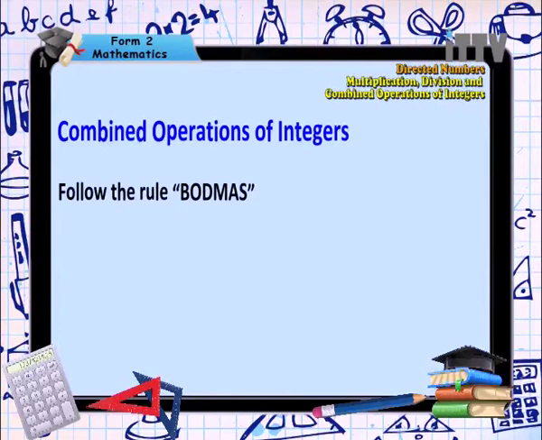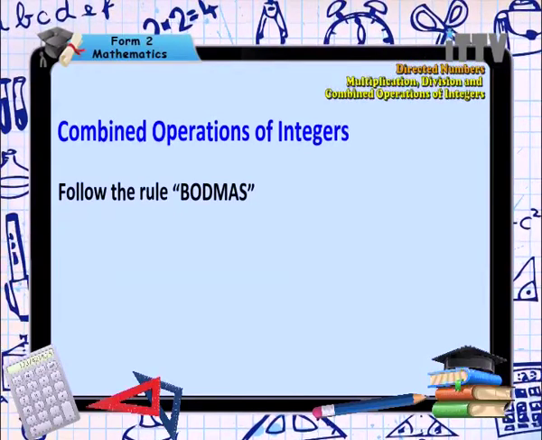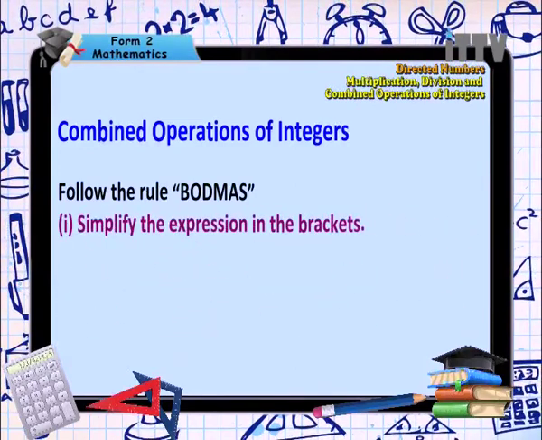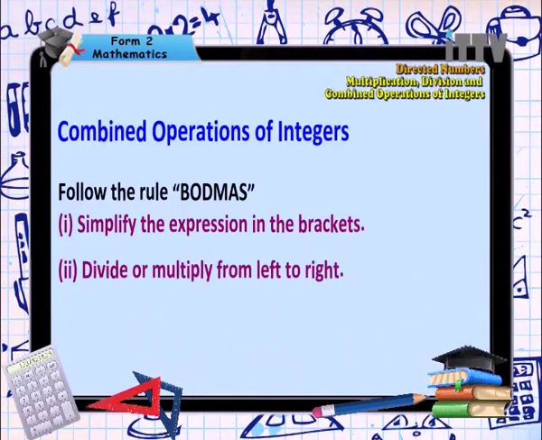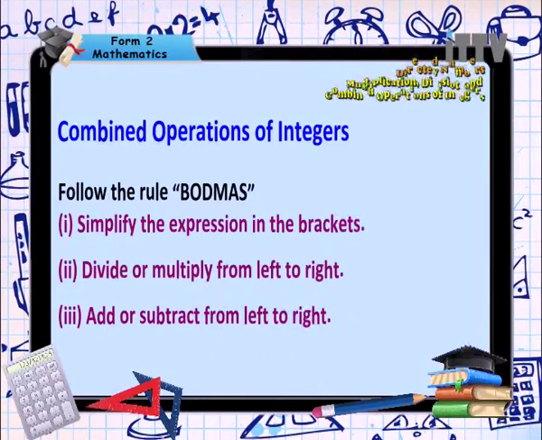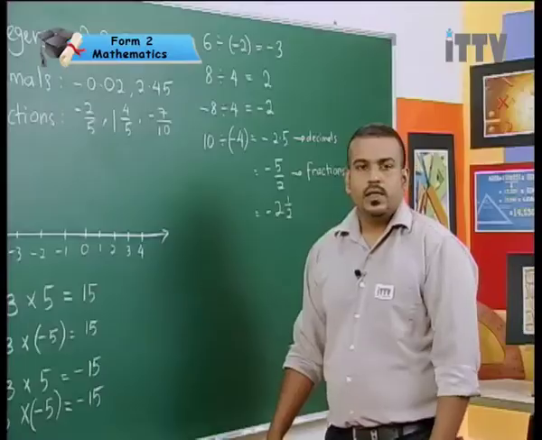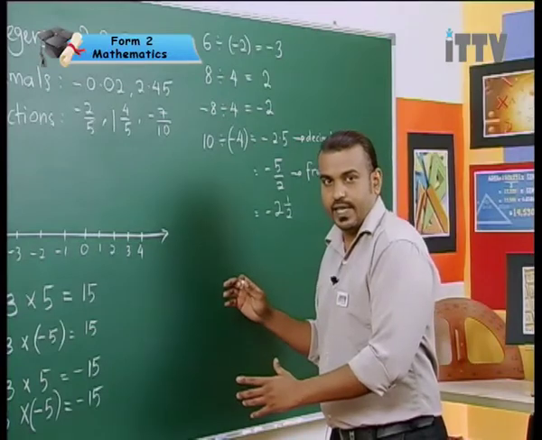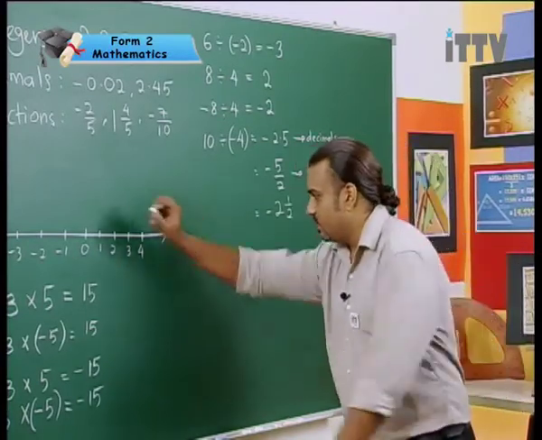In order to do a combined operation involving integers, we've got to follow the rule of BODMAS, which simply means the first step would be to simplify the expressions in the brackets. Next, we should divide or multiply them from left to right. Finally, we should carry out addition or subtraction from left to right again. So students, I'm going to give you an example with combined operations involved in it, and let's see whether you can do it. So for example, I'll give you this simple question.